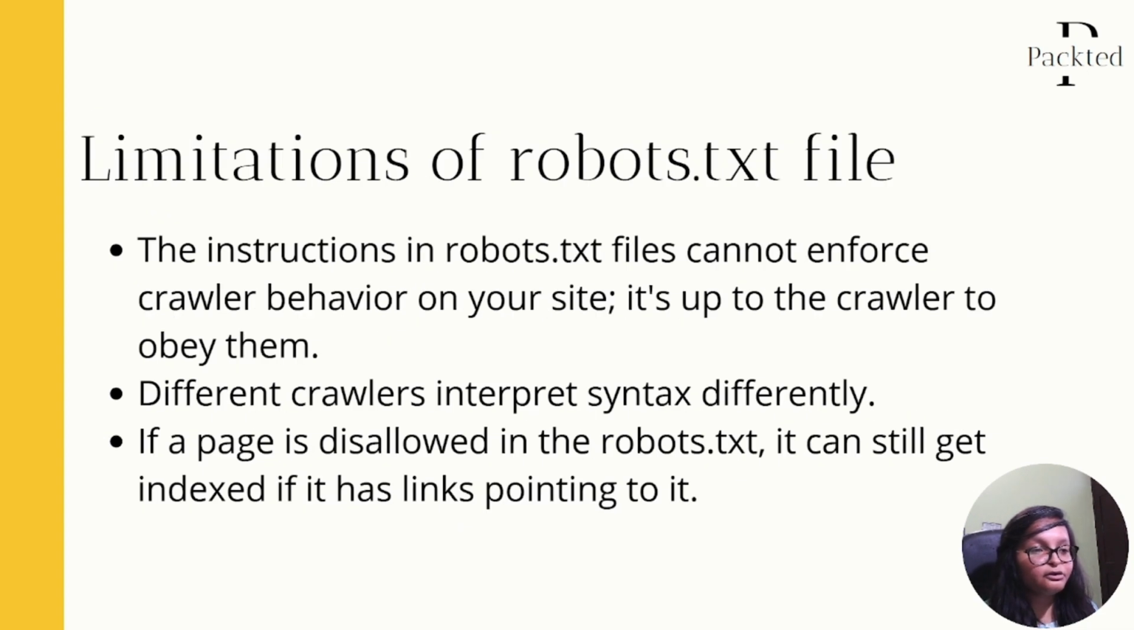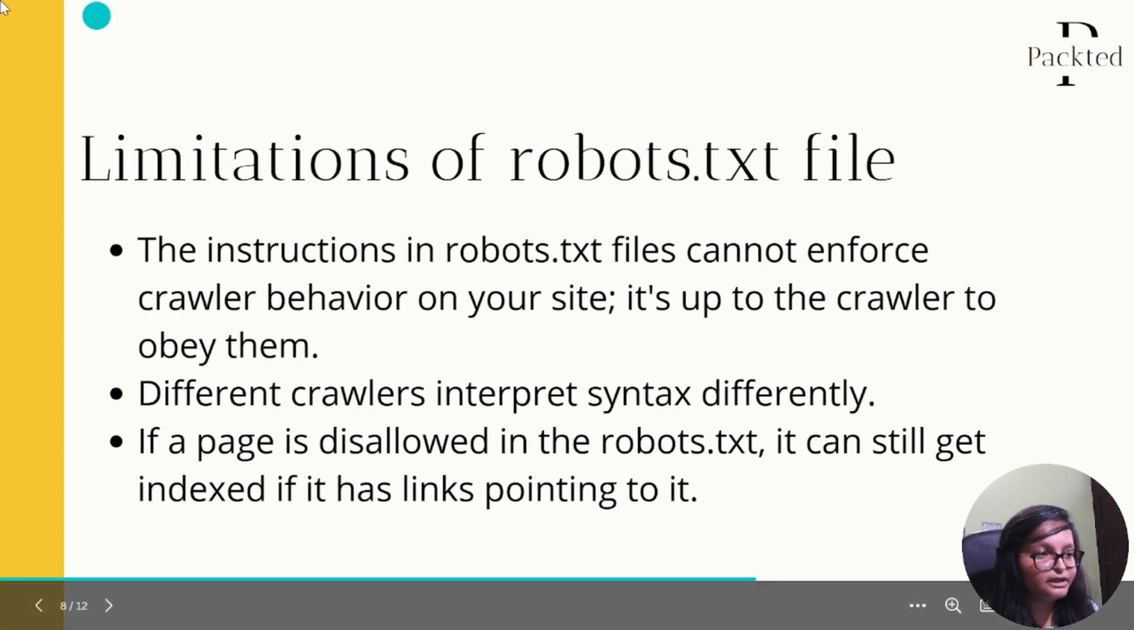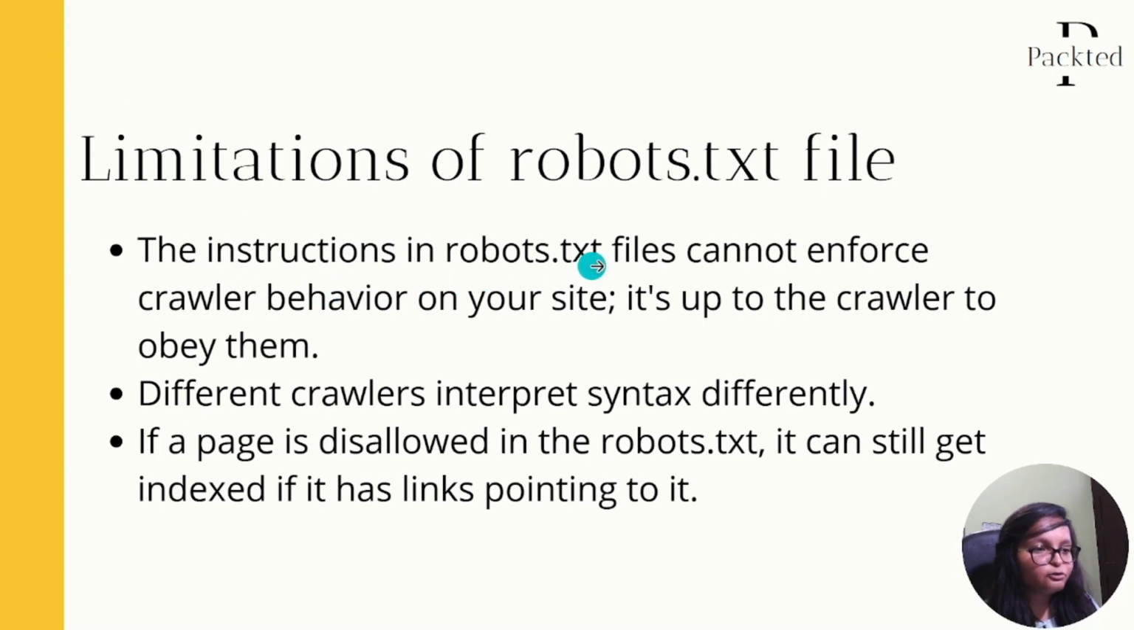Next, we are talking about the limitations of a robots.txt file. It says the instructions in a robots.txt file cannot enforce crawler behavior on your site. It is up to the crawler to obey them. This means that there are some respectable crawlers like Googlebot, Bingbot, or any other bot. They can obey your requests, like the rules in the robots.txt file, but it is not certain that any other spammy bot will follow these requests or these rules.